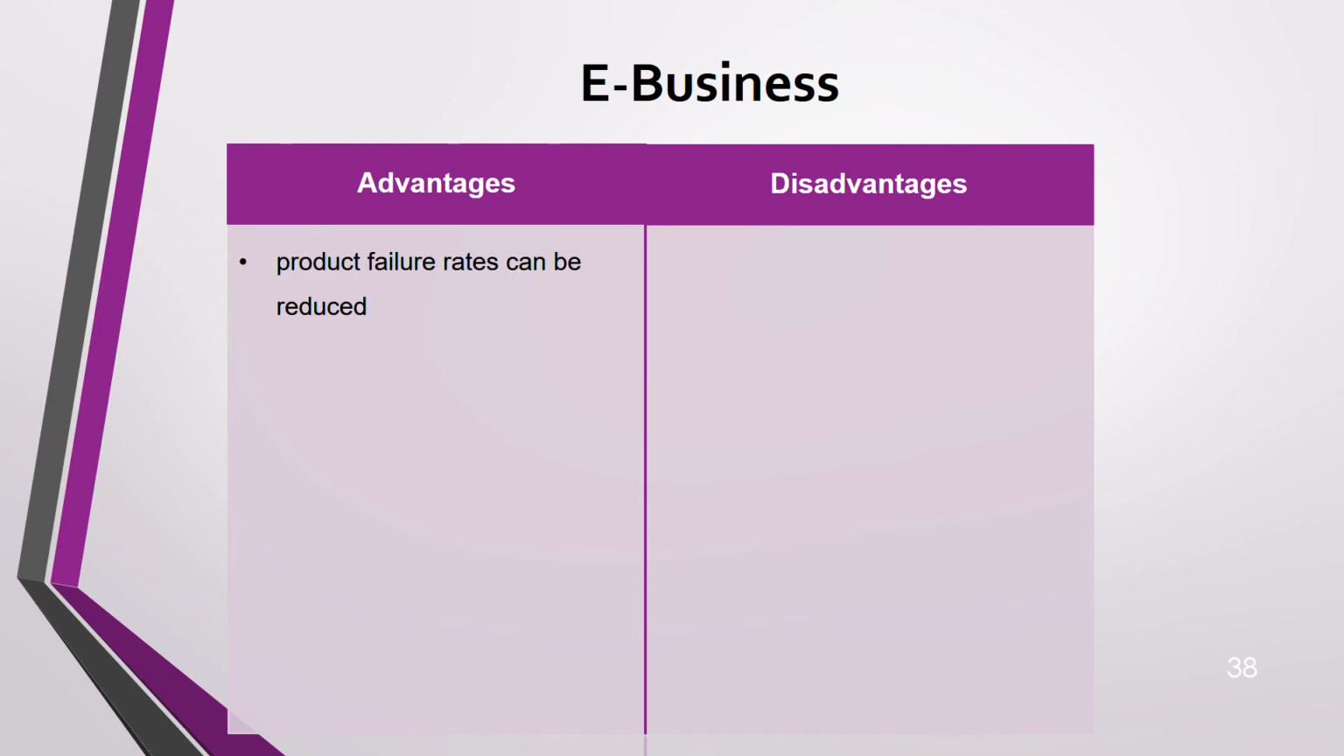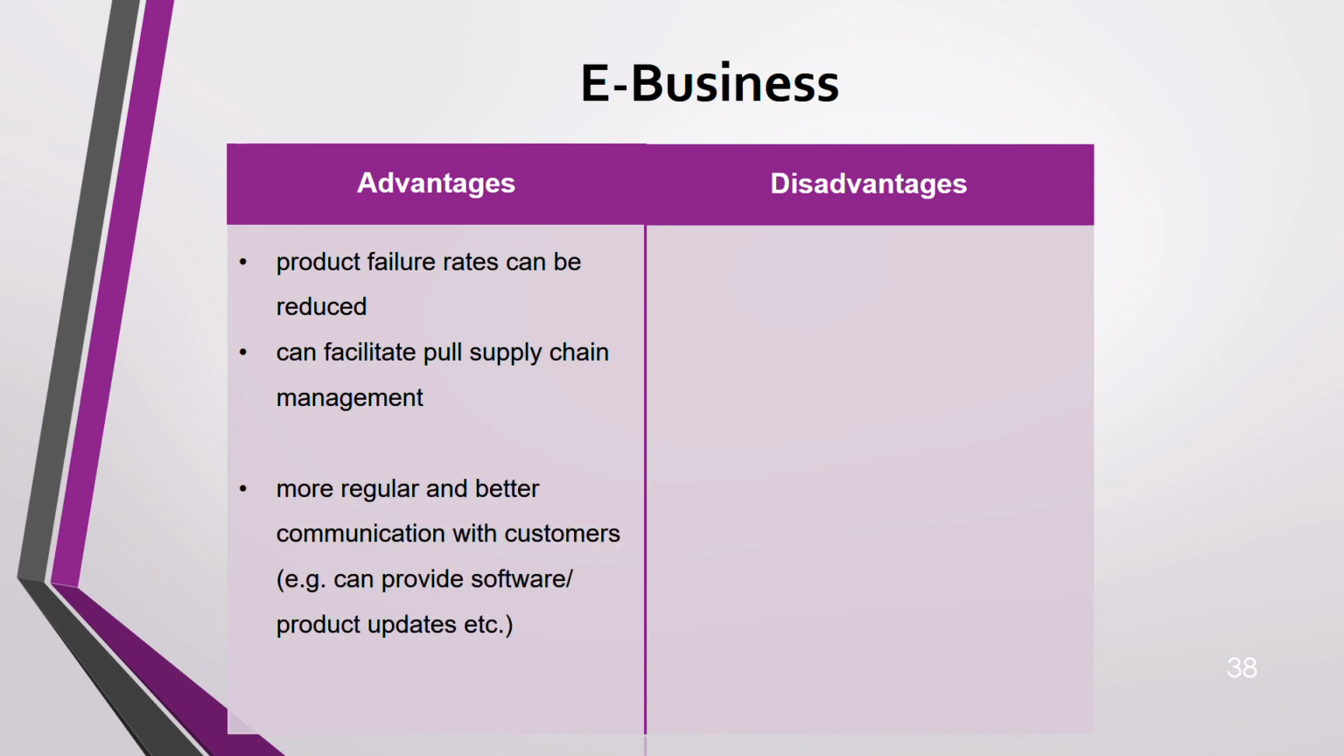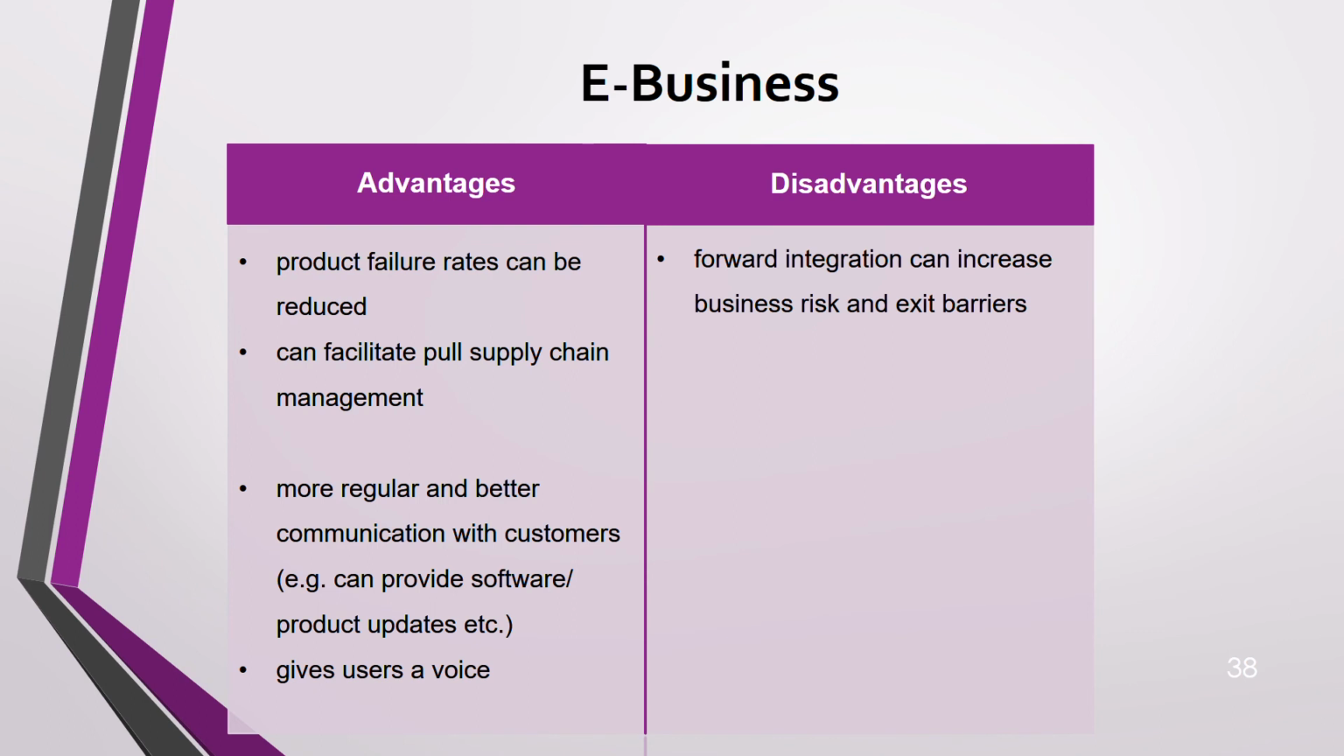We have some more advantages. Product failure can be reduced because you are really taking care of the customer. It can facilitate the pull supply chain management. This is more like pull. You are making products based on the customer's demand. So more regular and better communication with the customers also. You can provide them product updates and all. Give users a voice. The user has a voice. Customers, right? Disadvantages are that forward integration can increase business risk and exit barriers.